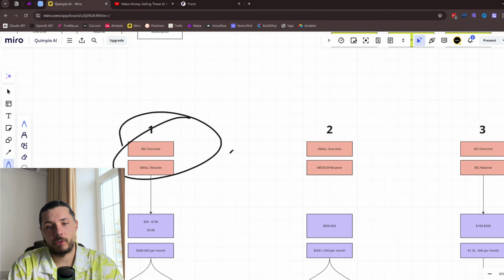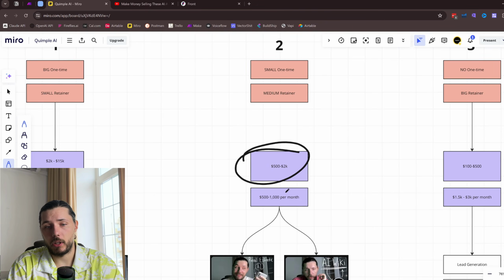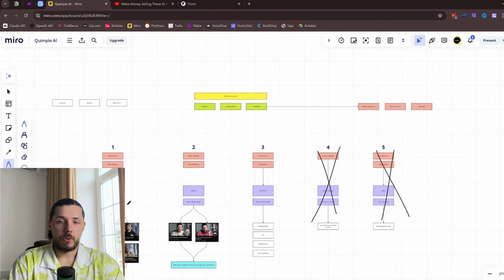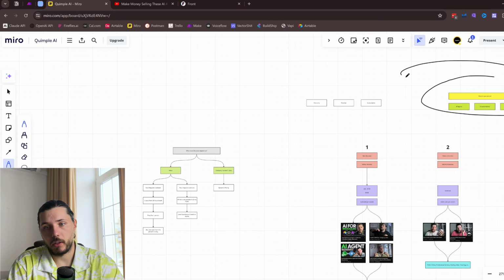I would say do a small one-time fee plus a small retainer. This is the best thing to start. Charge $2,000 to $5,000 for the solution, and then maybe you can lower it down to $300 to $600 per month. Okay, so these are just my thoughts on how you can start out selling AI services.